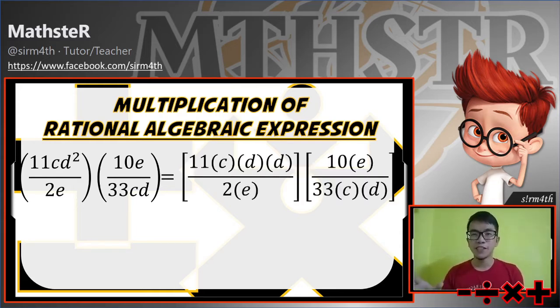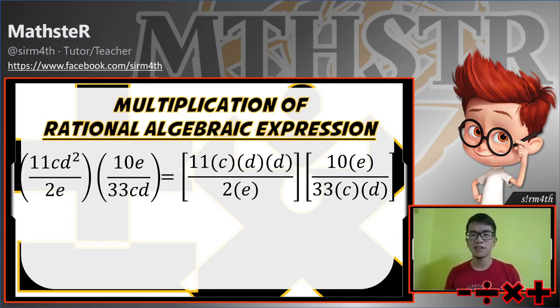So yung numerator natin dun sa unang fraction which is 11cd squared, pinaghiwa-hiwalay muna natin. So yung 11, yung c, yung dalawang d, which is d squared, pinaghiwalay natin. Then yung denominator, 2e. Yung kabilang fraction naman, 10e, yung ilalim nun, 33, c, and d. Ngayon, makikita na natin na merong parehas dun sa numerator at sa isang denominator.